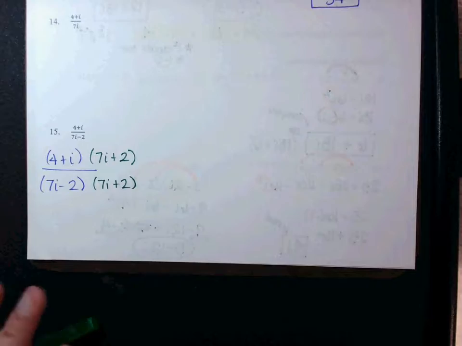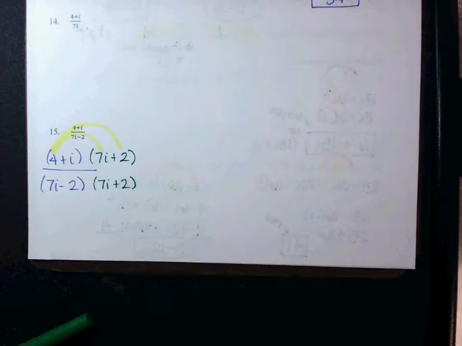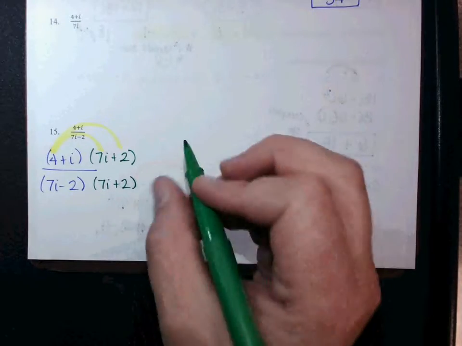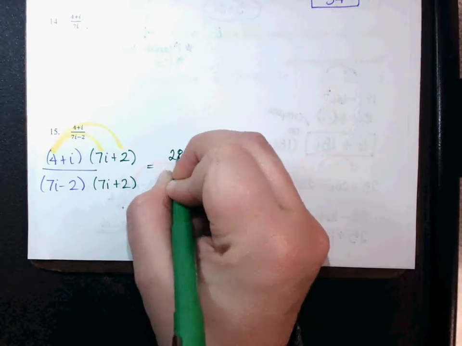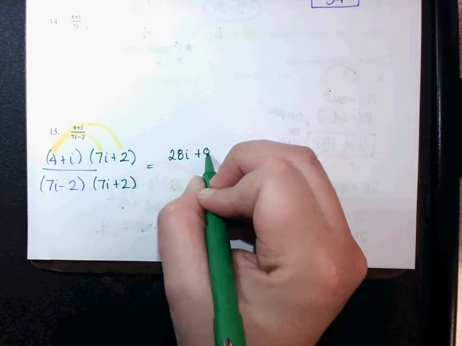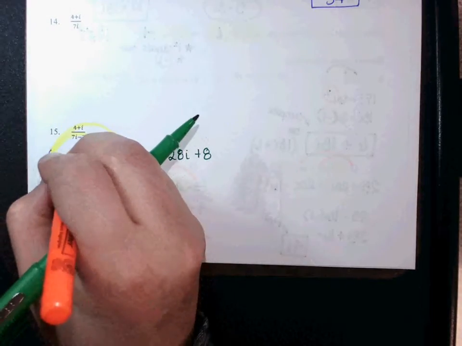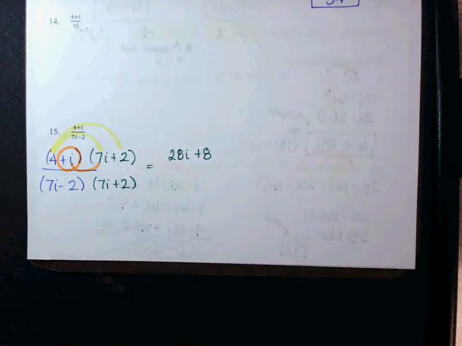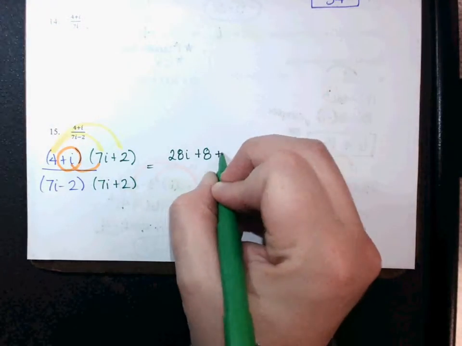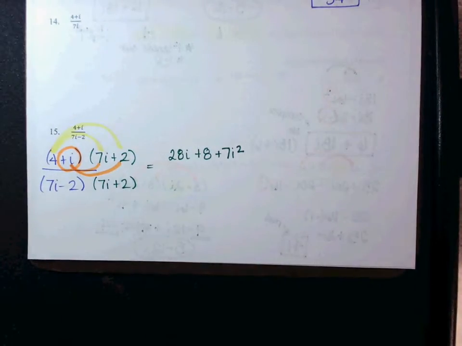So, here we go. 4 times 7i, then 4 times 2. Put it on your paper. Okay, think about what those multipliers are. What is 4 times 7i? 28i. What is 4 times 2? Okay. Now we're going to our i right here, plus i. What is i times 7i? Good, 7i squared. And what is i times 2? 2i.